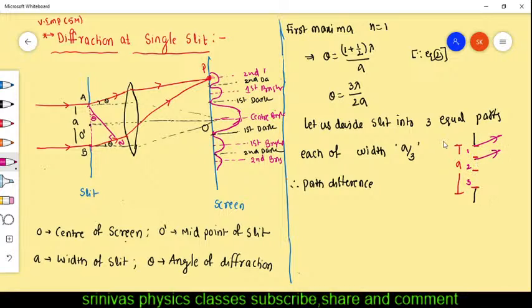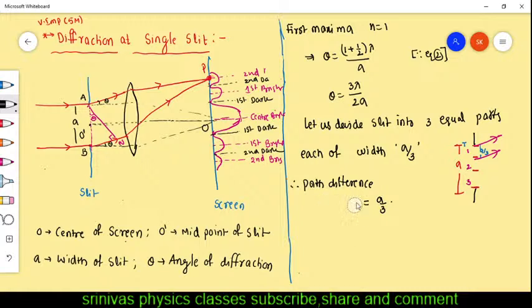Then what is the path difference between the two light waves? Here the width is a by 3, this width is a by 3, this is a by 3 width. Then the path difference formula, previously derived, is a sin theta or a theta. But a is a by 3 here. Then we write a by 3 into theta.